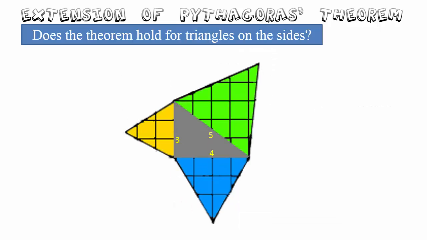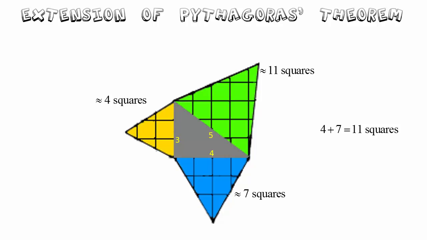What about if the side lengths were triangles rather than squares or circles, as shown? Again, we can subdivide each shape, each triangle, and count the number of squares. And for this one, there are about 4 squares in the yellow triangle, 7 in the blue triangle, and 11 in the green. And 4 plus 7 is 11.